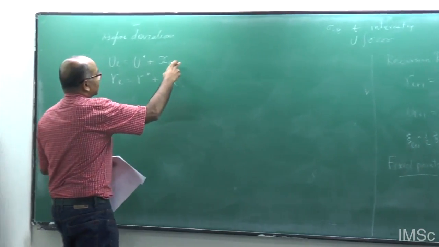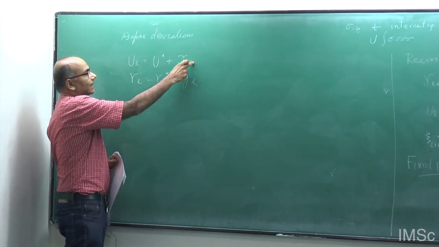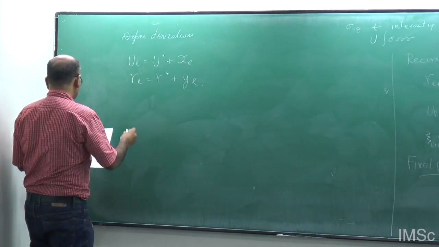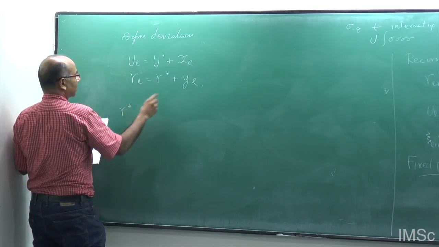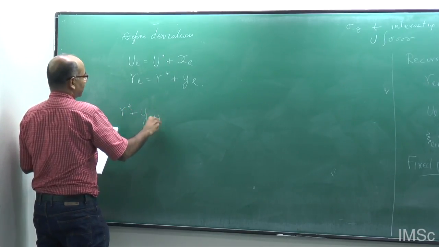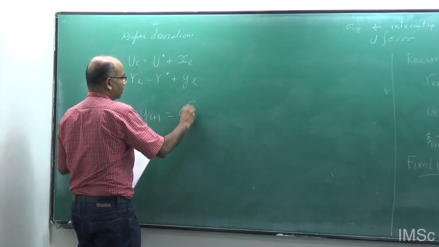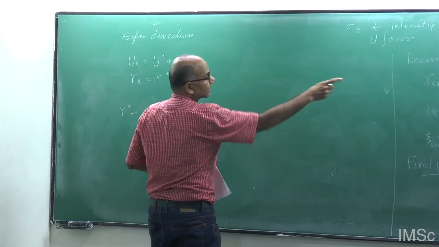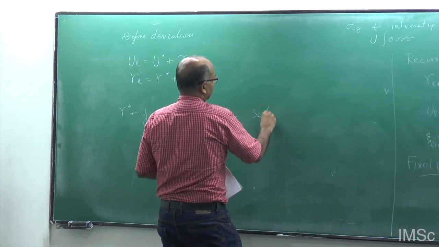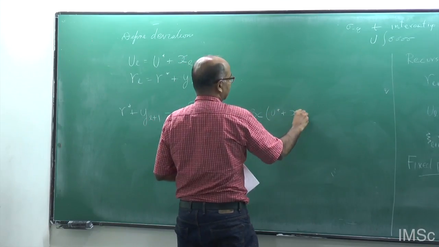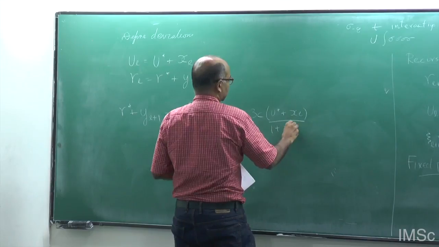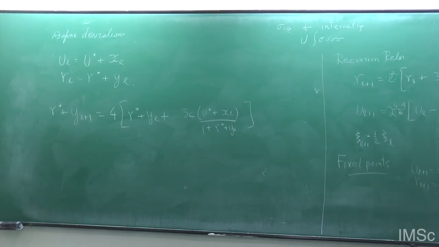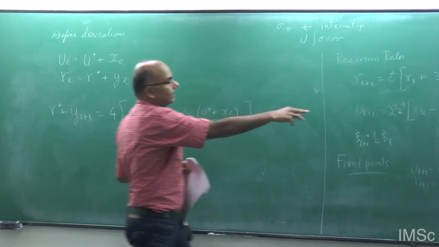So I want to get a recursion relation for Y_l and X_l instead of U_l and R_l. Just algebra. I won't work it all out, I'll just work out the equation. So R star plus Y_{l+1}. This is R_{l+1}, which is 4 times R star plus Y_l plus 3C times U star plus X_l by 1 plus R star plus Y_l. So I've just substituted these things into the right hand side.